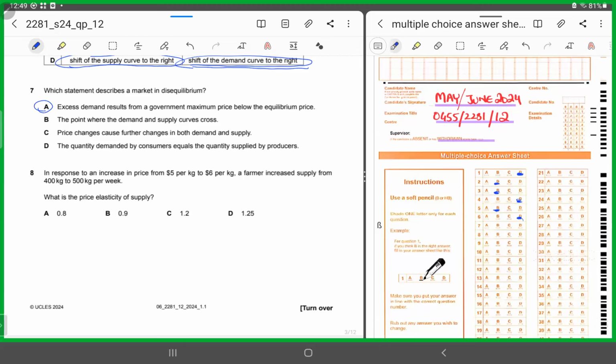But before that, let's look at the other option. B says the point where the demand and the supply curves cross. So if this is the demand and this is the supply and this is the point where the demand and the supply intersect, this means we are already at equilibrium.